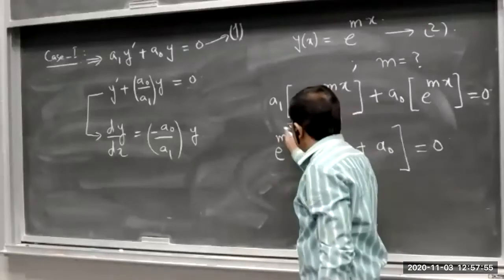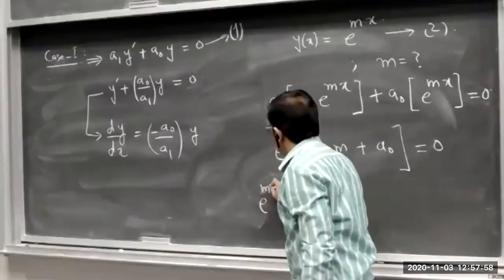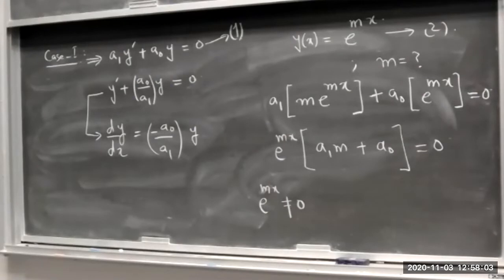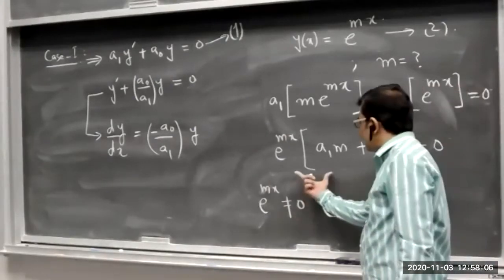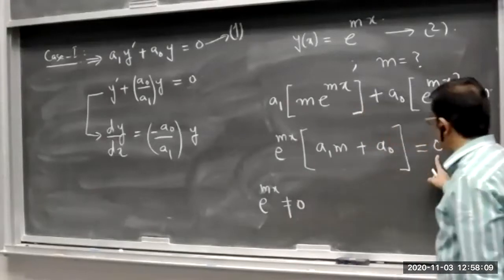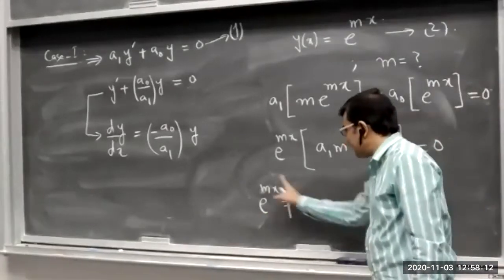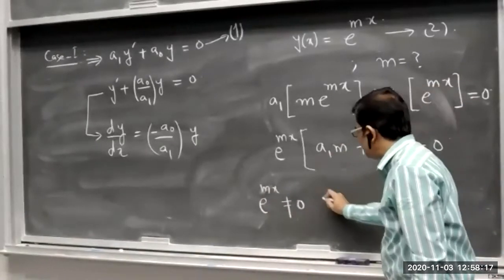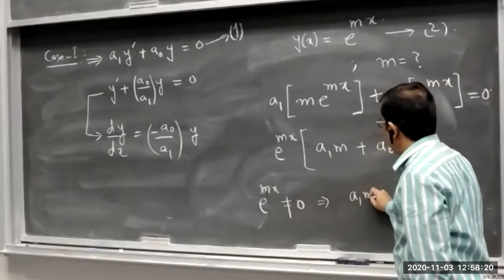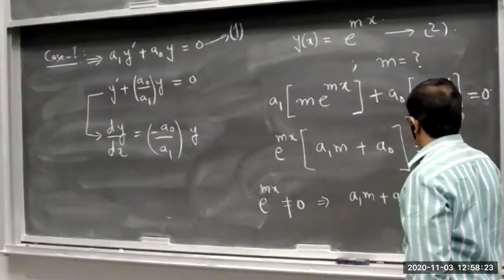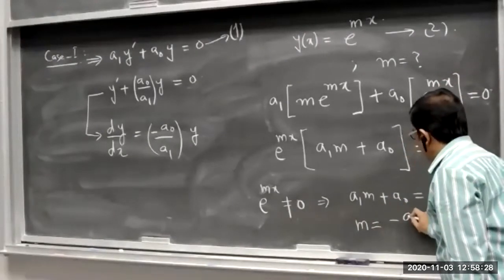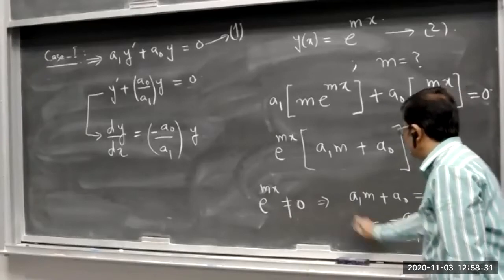Now, here we can say that this exponential function is never 0. e raised to the power mx is never 0 for any value of x because it's an exponential function. Now, if the product of these two factors is equal to 0, and this factor cannot be 0 for any value of x, then obviously the other factor must be 0. This implies that a1 m plus a naught equal to 0. By solving this, the value of m is negative a naught divided by a1.